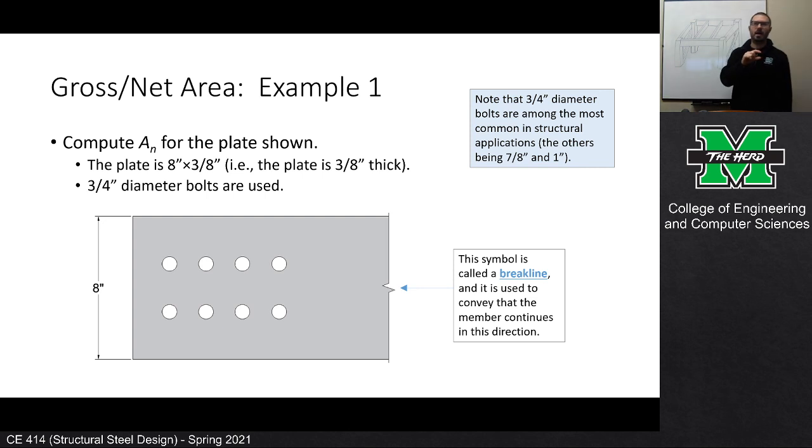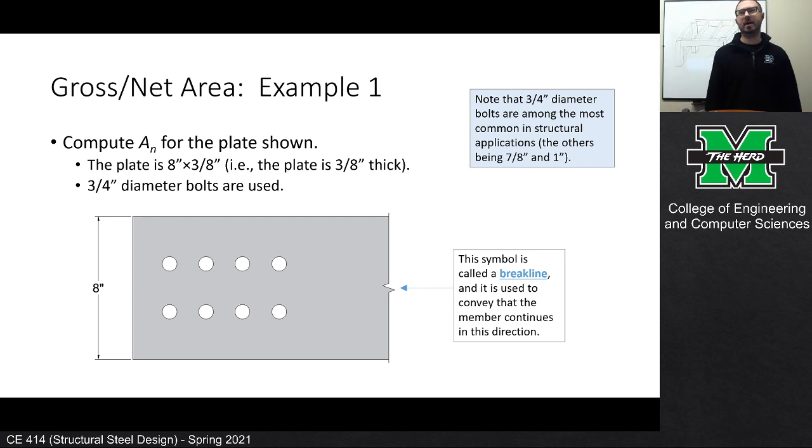I've got 2 lines of bolts, and there are 4 bolts per line. The bolts that we are using for this problem are 3/4 inches in diameter. In the world of steel design, 3/4 inch diameter bolts are among the most common. Really, you'll find in real applications that 3/4 inch, 7/8 of an inch, and 1 inch diameter bolts are what we're using for just about every project.